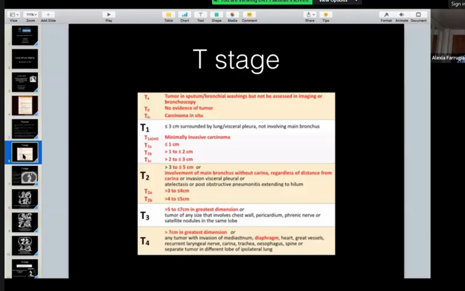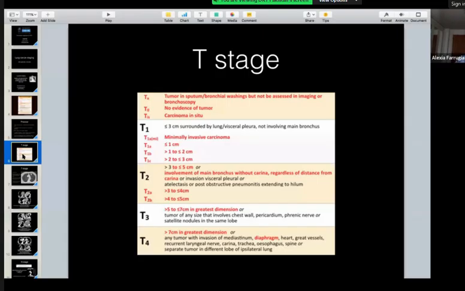And then the T classification is based predominantly on size, but not exclusively. So a T1 tumor measures less than 3 centimeters in maximal dimension. It is surrounded by lung or visceral pleura, but it doesn't involve the main bronchus. And then you've got T1A-MI, T1A less than 1 centimeter, T1B is more than 1 but less than 2 centimeters, T1C is more than 2 but less than or equal to 3 centimeters. So those are all T1 tumors.